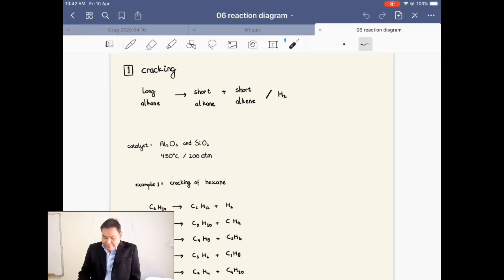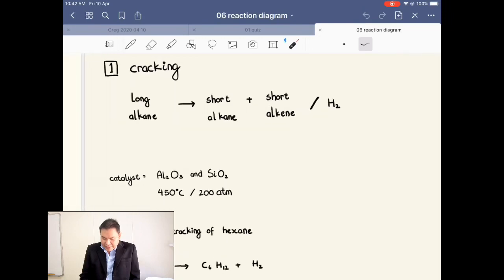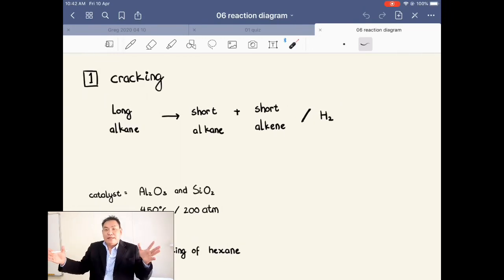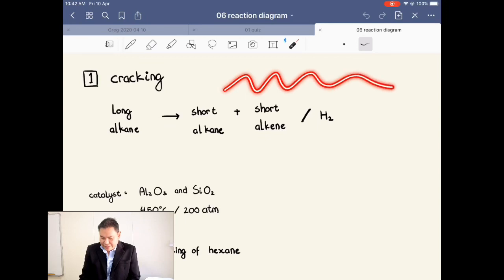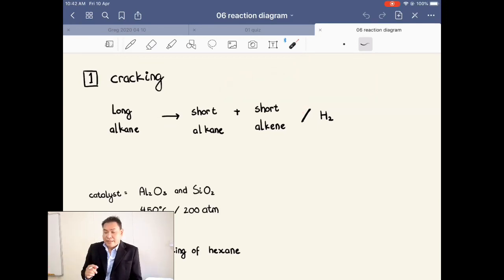Cracking is from alkane, and the alkane must be a long chain that you're going to break up into several parts, right? So you have a long alkane. Imagine you have a long alkane like this, then you break it up, and in the process you're going to produce a minimum of 1 alkene, right?